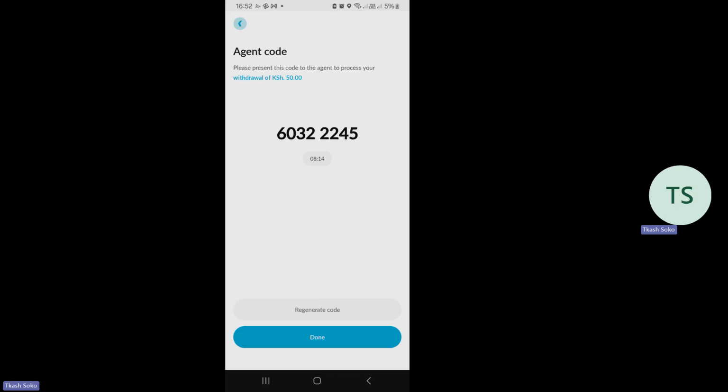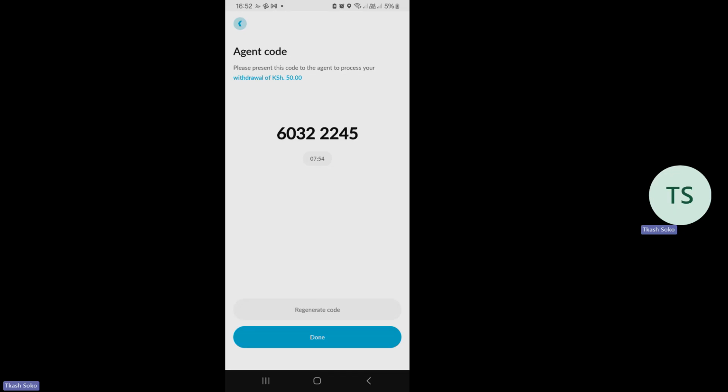And of course, once you show them this code, watakupatia pesa. So they'll just put this code on their device, and then once wameweka hiyo code kwa device yao, wanakupea pesa. Now pesa inatoka directly from your Tcash wallet to their agency.